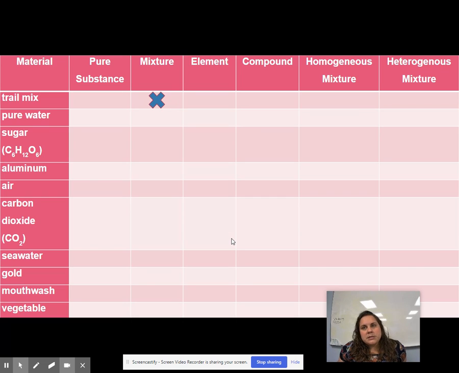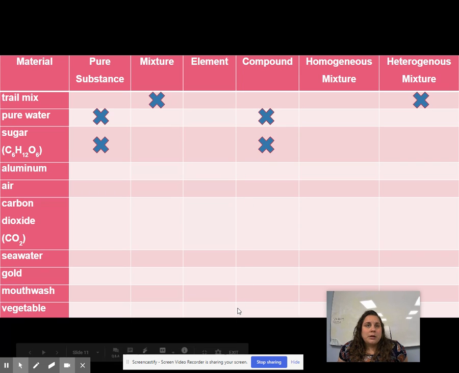And are the parts always the same? Every handful that you grab of trail mix is going to be different, so it's going to be heterogeneous. Next, we have pure water, pure being the key word. So that is going to be a pure substance. And water has two things in it, hydrogen and oxygen, so it is a compound. Next, we have sugar. Sugar is just sugar, a pure substance. It has three different elements. You can tell by the capital letters. So it is going to be a compound as well.